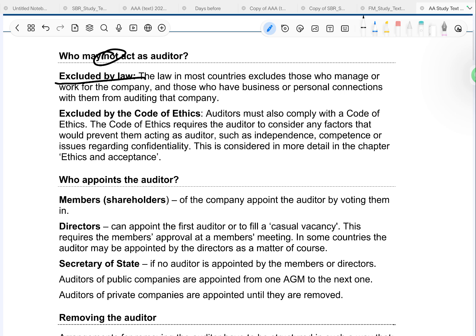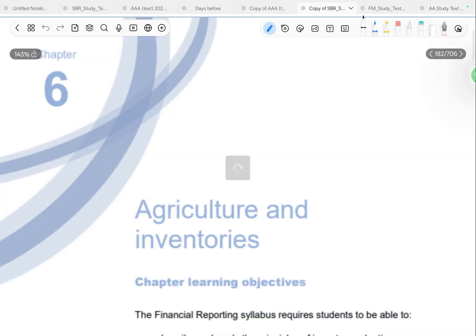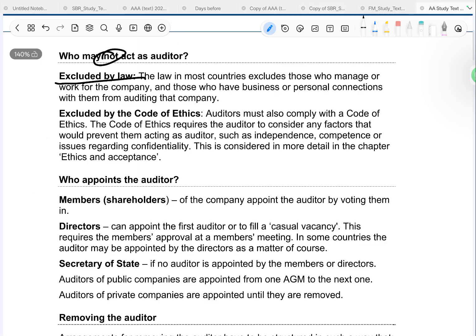If you are part of the management team, can you really give an independent opinion on the company's financial statements? Probably not. That's why employees, directors, and people closely involved in the company's management cannot audit that company. The law usually excludes people who have a close business or personal relationship with the company's management. Again, the reason is simple: independence. If an auditor has strong personal or financial connections with the company, their judgment could be biased.